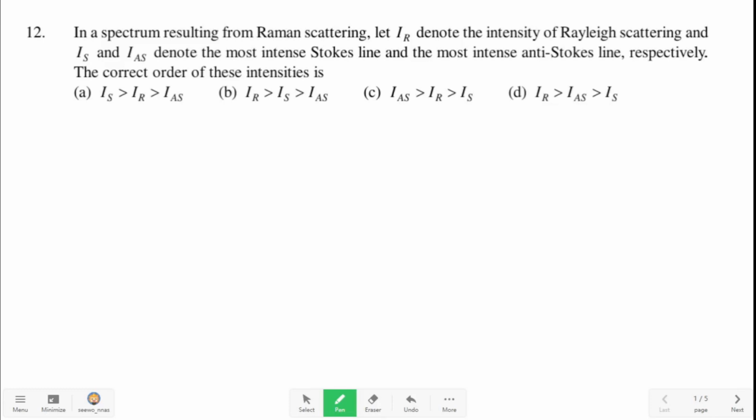Let us focus on this question from CSIR NET December 2019. The question is from the topic Raman spectra. Here we have to identify the correct order of intensities of Stokes line, Anti-Stokes line and the Rayleigh line.